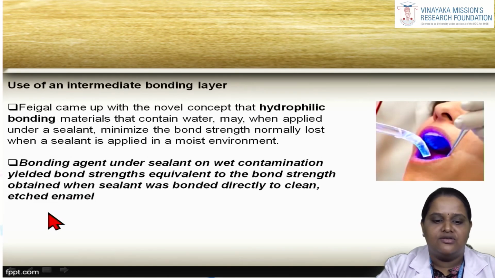Next is about the use of an intermediate bonding layer. Feigal came up with the novel concept of hydrophilic bonding materials that contain water, which, when applied under a sealant, may minimize the loss of bond strength that normally occurs when a sealant is applied in a moist environment. Bonding agent under a sealant on wet contamination yielded bond strength equal to the bond strength obtained when the sealant was bonded directly to clean etched enamel.